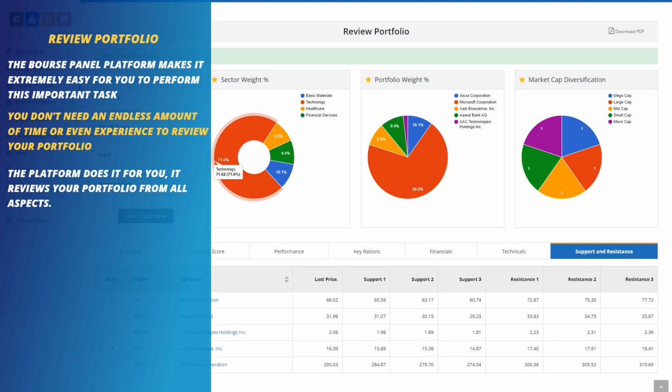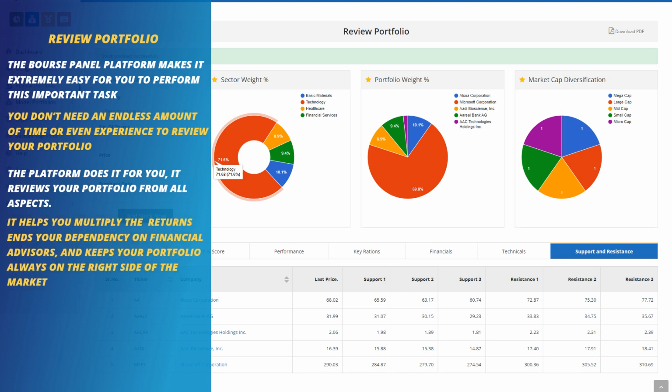It reviews your portfolio from all aspects. It helps you multiply the returns, reduce your dependency on financial advisors, and keep your portfolio always on the right side of the market.